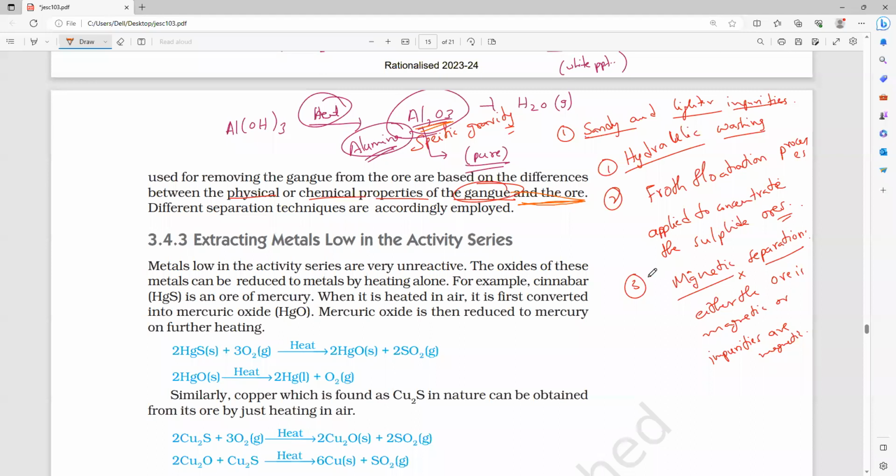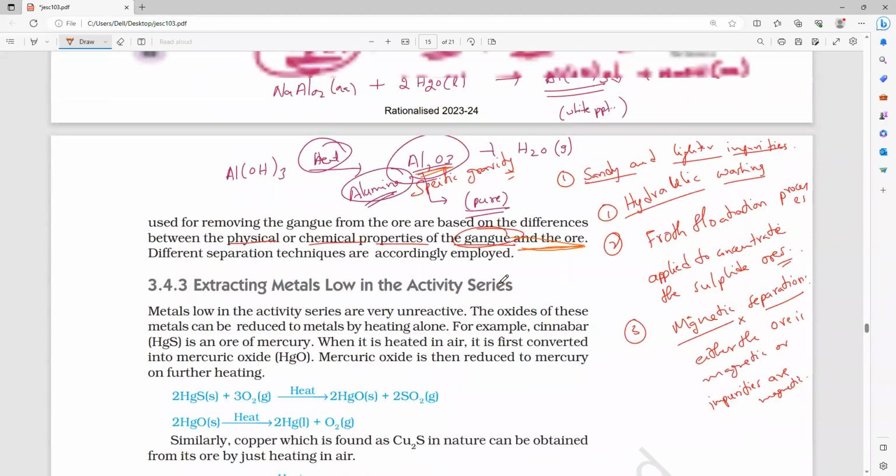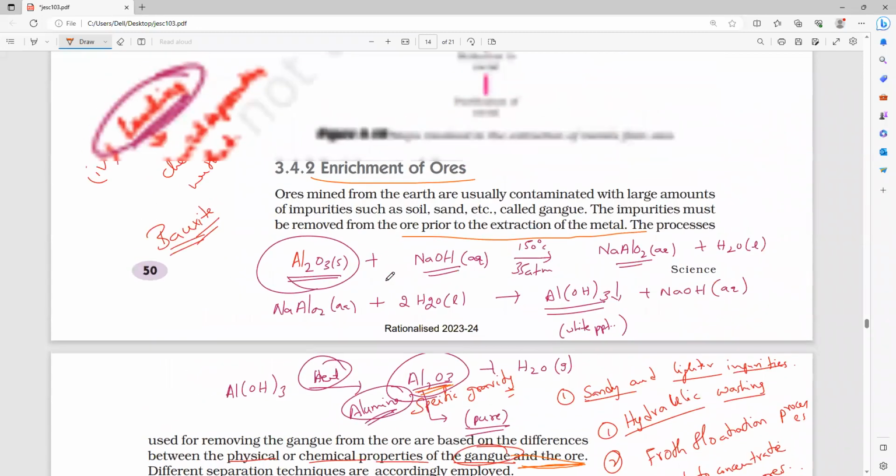And the next one is the leaching technique, based upon the chemical properties of ores, and we will use these techniques accordingly. Okay, so now this is step one. I hope everybody understands step one.